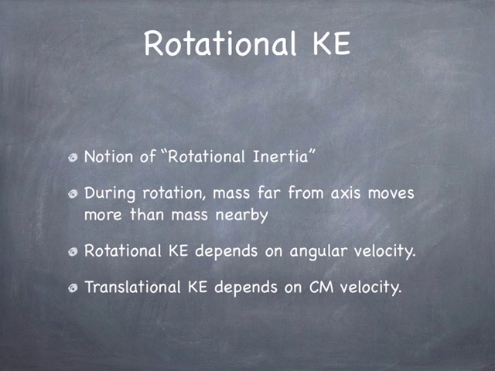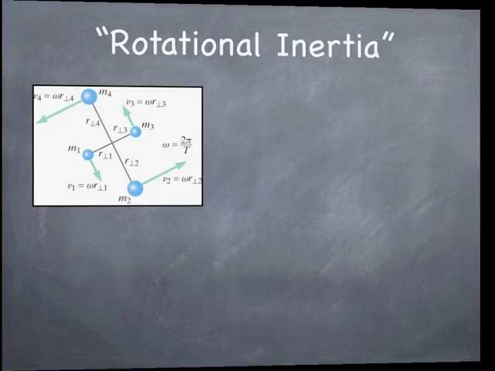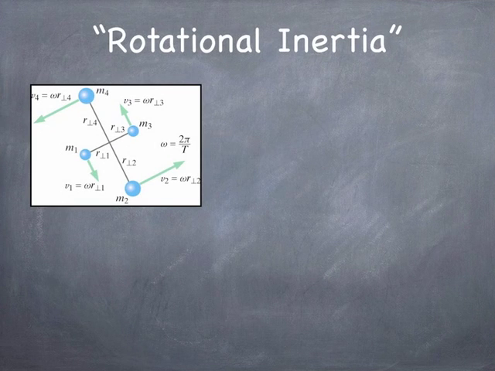And of course we already know that translational kinetic energy depends on the center of mass velocity. So consider here a simple object with 4 masses connected to rods. The thing is spinning around in some way and the masses are moving. But it's a rigid object. So what that means is everything has to be moving with the same angular velocity. So omega is 2 pi over the time it takes for the thing to go around once.